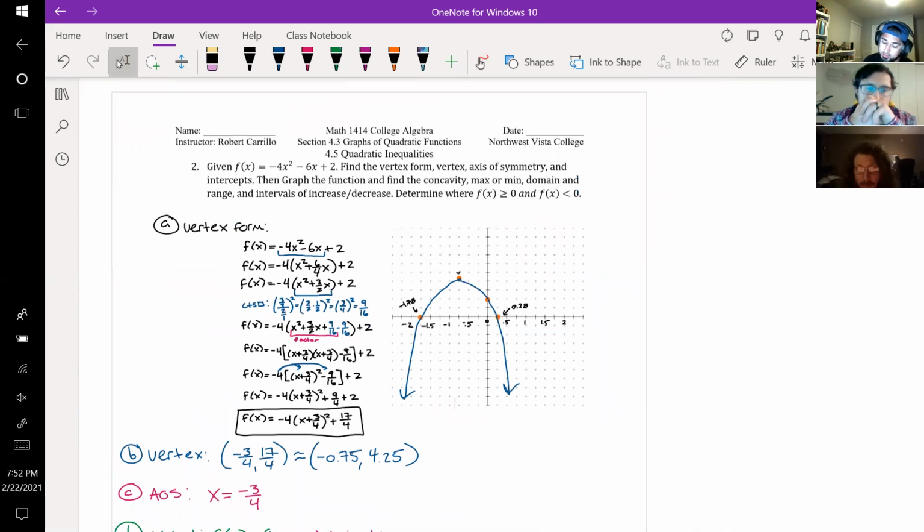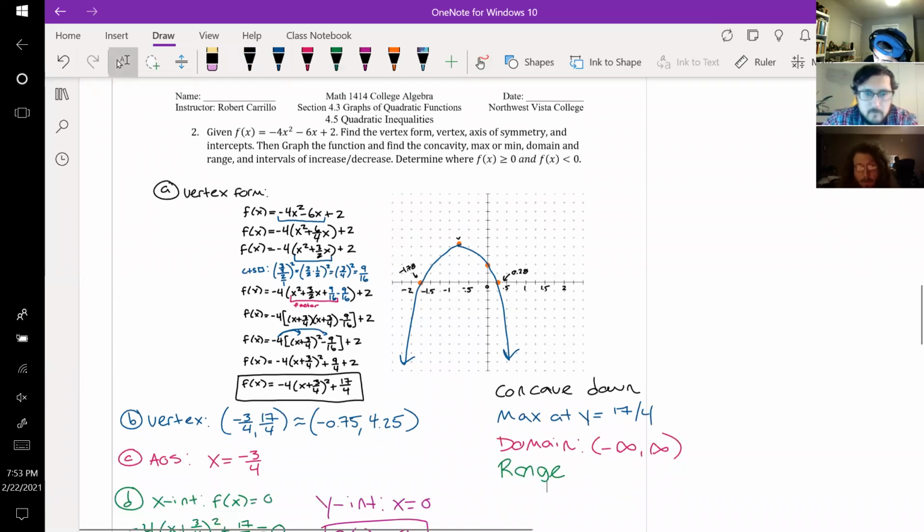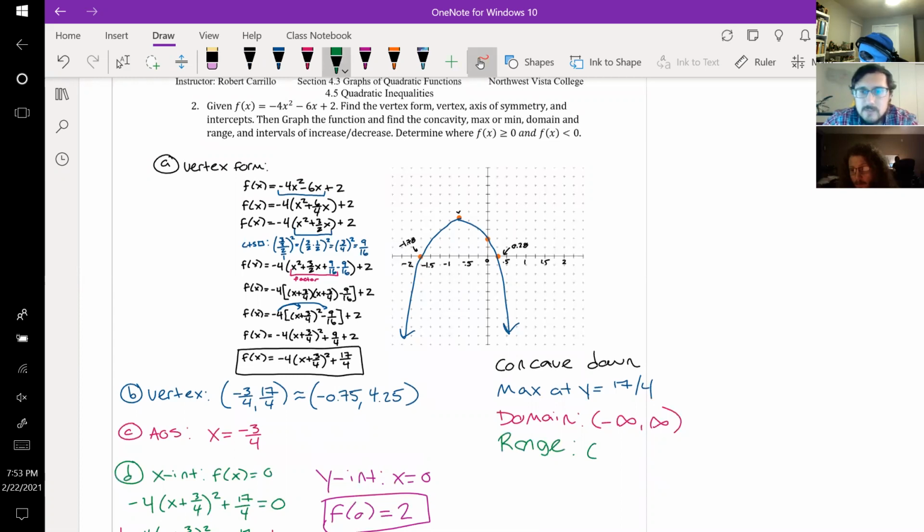All right. This is going to be concave what? Concave down. Max or min? Max. And then we know what the domain is for all of these. All real numbers. But what's my range going to be? Negative infinity to 17 over 4. Good.